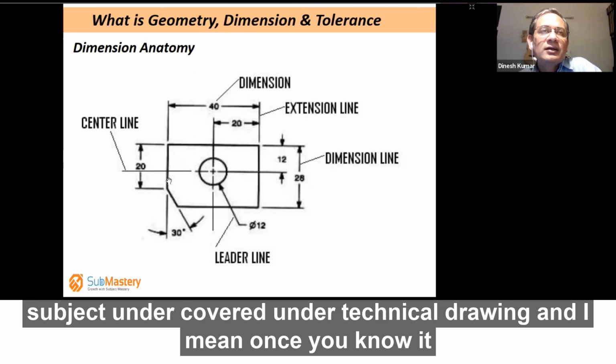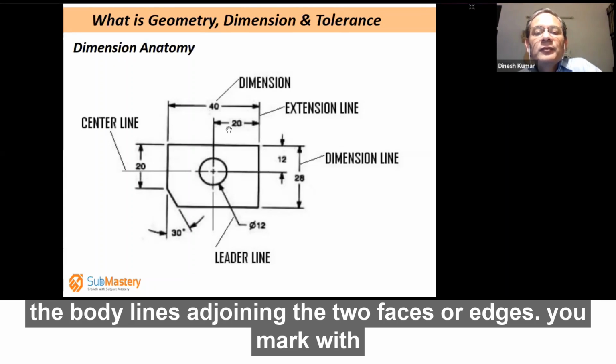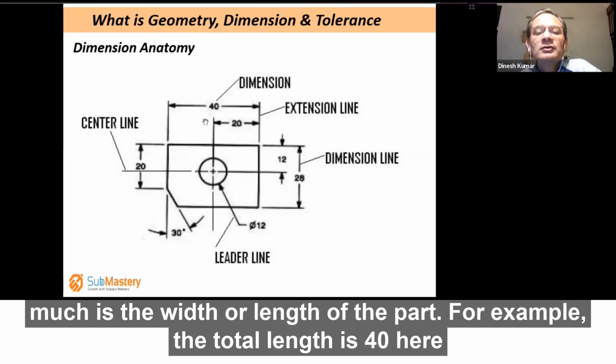It's a subject covered under technical drawing. Once you know it and practice it, it becomes acceptable across the world. So extension lines are lines extending beyond the body lines and joining the two faces or edges. You mark with these arrows, and in the middle you make a mention of the quantity, I mean, how much is the width or length of the part.